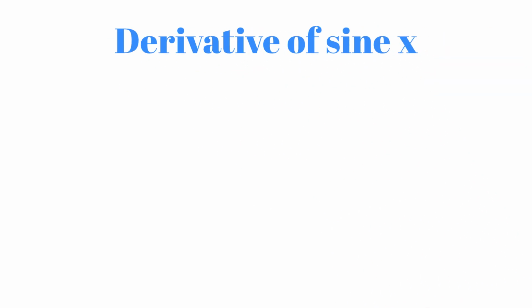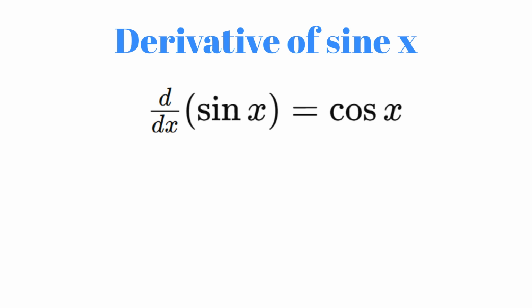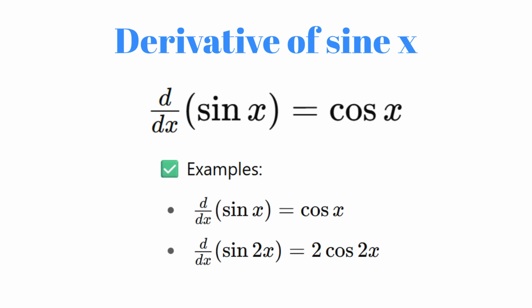Derivative of sine x. The derivative of sine x is cosine x. First example, the derivative of sine x is cosine x. Second example, the derivative of sine 2x is 2 times cosine 2x.